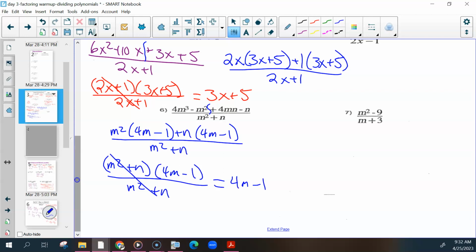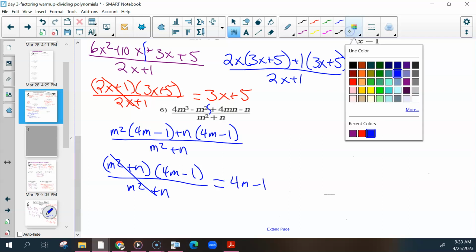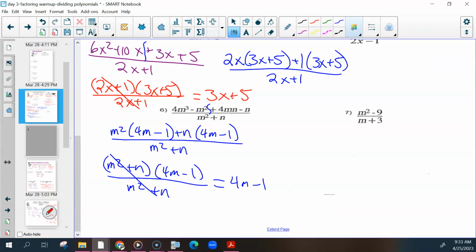Seven's going to be the last one we do. Anyone remember how to factor this numerator, m squared minus 9? That's your difference of squares. One will be 3. We need 2 factors left. How would you write it? M minus 3 and m plus 3. So then our final answer would be m plus 3. So if you're good with factoring, you're really good with this.